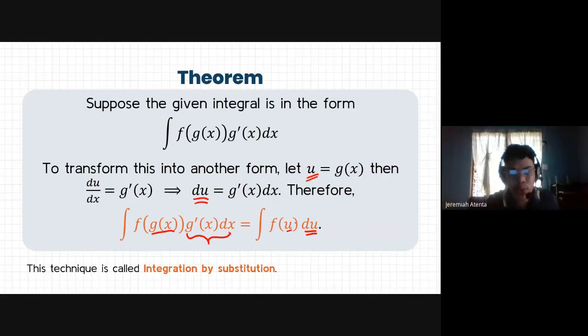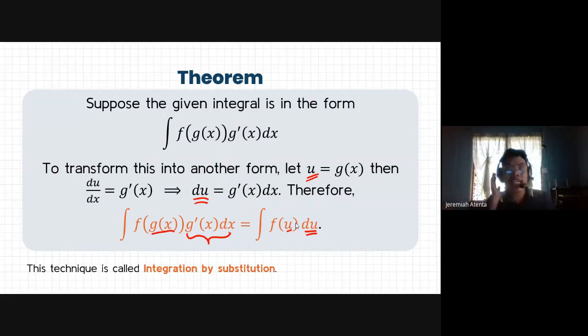So we have u. The integral of f of g of x, g prime of x dx will be equal to the integral of f of u du. So in that case, mas lumiit yung ating integration, right? Or our integral expression. Yan. So naging isang function na siya. And in that case, naging basic function siya. So therefore, we can now apply the basic integration rules.